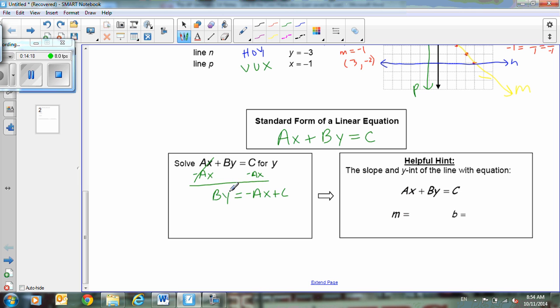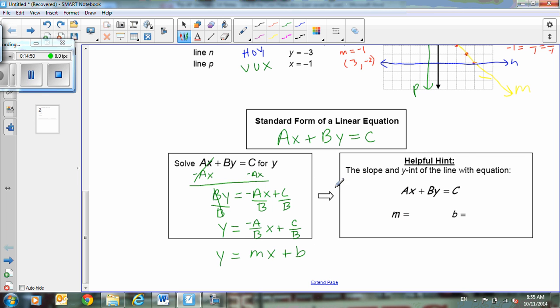And then to continue solving for y, y isn't by itself yet. It's being multiplied by B. So to undo that multiplication, we're going to divide everything by B. And when we do, we get y equals the opposite of A divided by B times x plus C divided by B. Now, does this look familiar to you? It should. It should look like the slope-intercept form of a linear equation, y equals mx plus b.